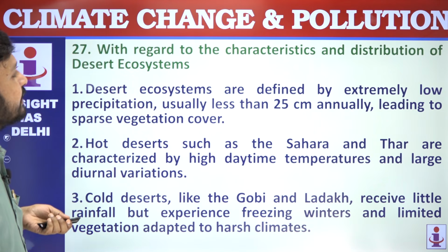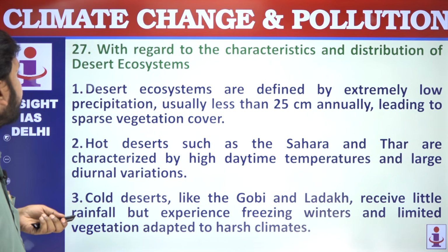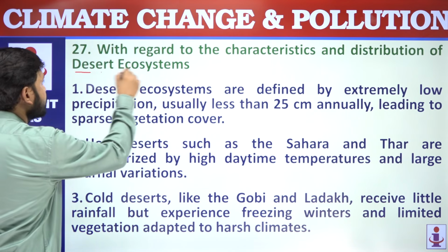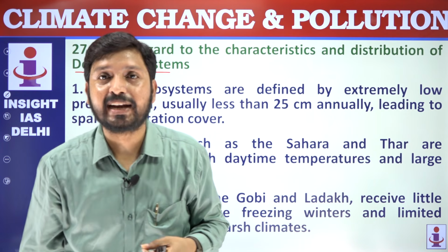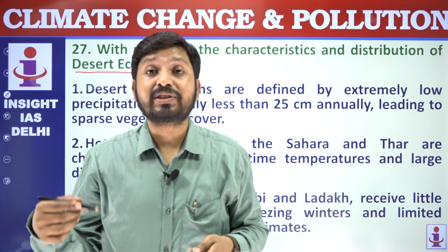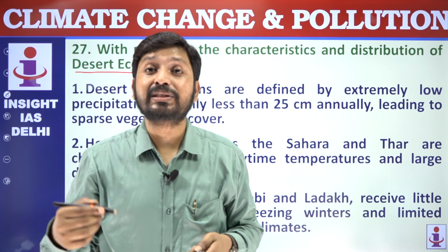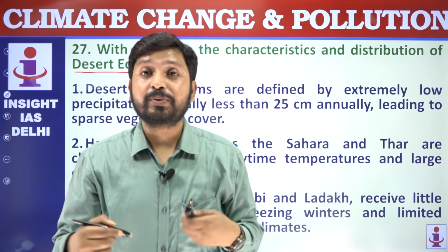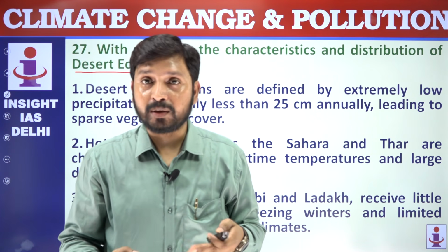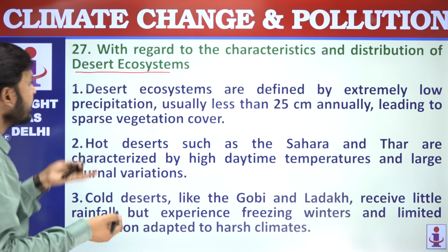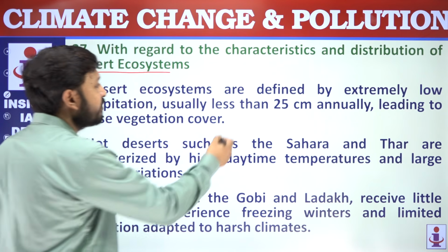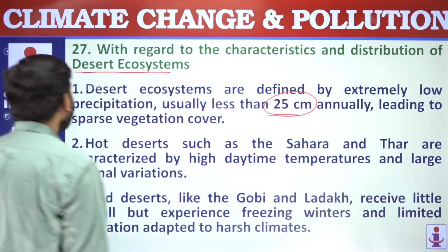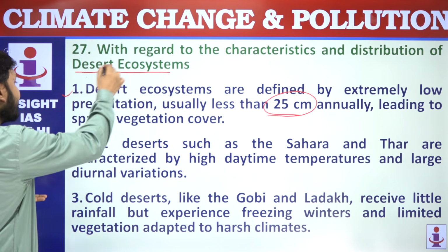With regard to the characteristics and distribution of desert ecosystems. We have seen desert ecosystems earlier also. The rainfall is very less in the deserts, and the species that are there are adapted to this less rainfall, so these species are very unique. Let's read the given statements. Desert ecosystems are defined by extremely low precipitation, usually less than 25 centimeters annually, leading to sparse vegetation cover. Yes, this is the right statement.